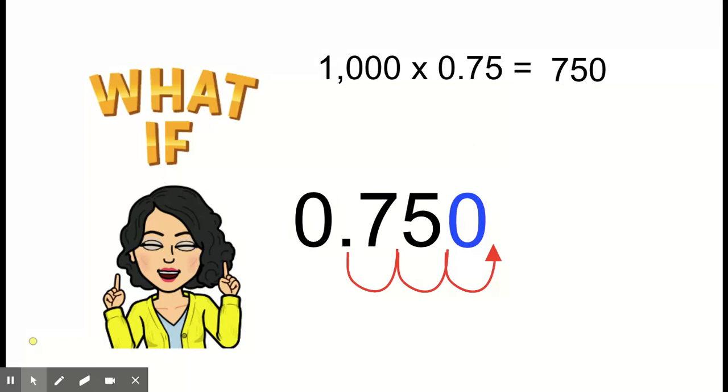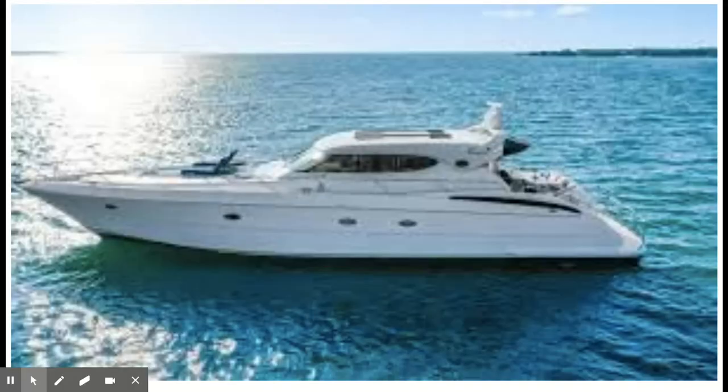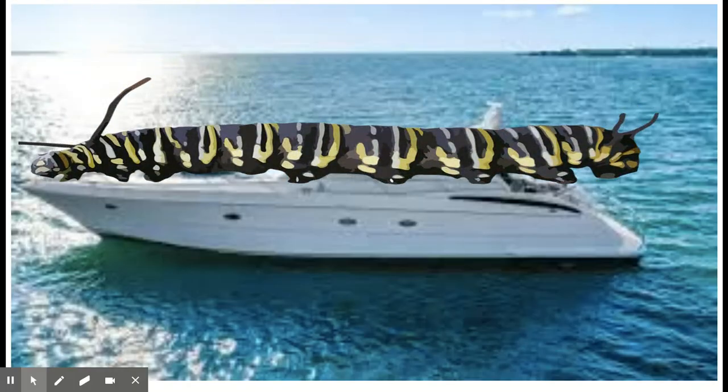That's actually more than 62 feet. So that's about the length of a yacht. 750 inches? That's one large caterpillar. I'm out of here.